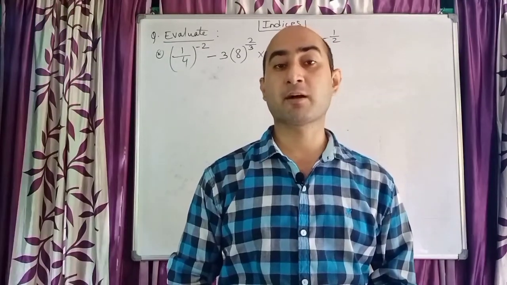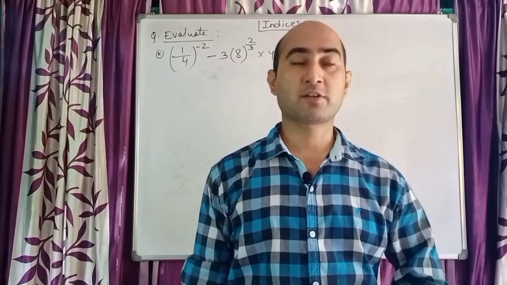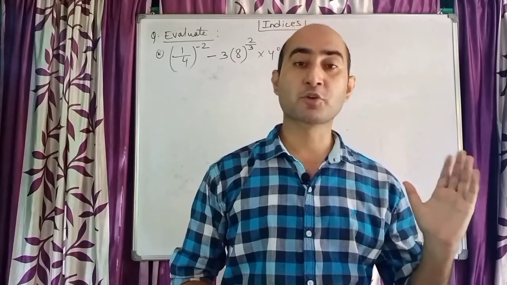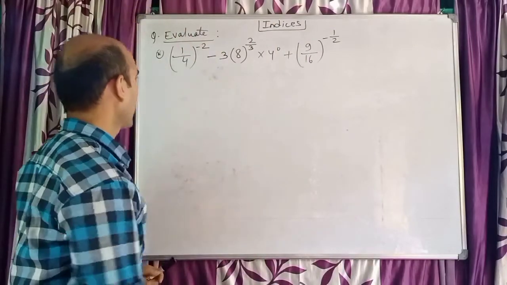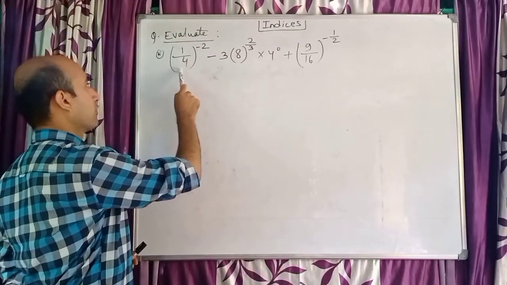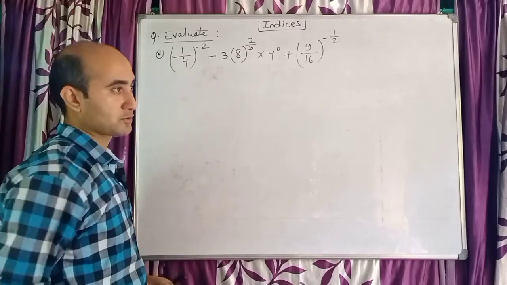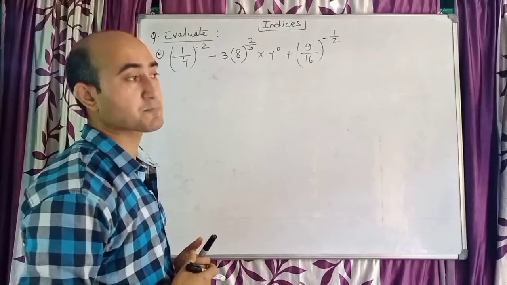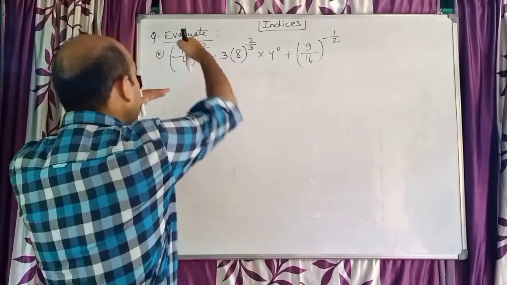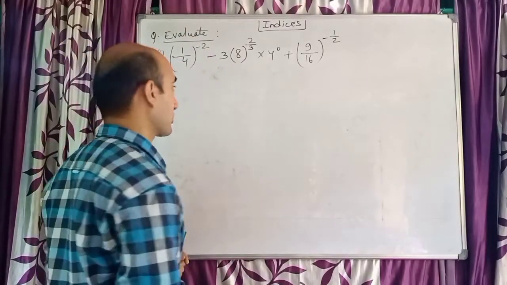So today again I have come up with a new question. Let us try to find the solution of this question. So here I have a question. You need to evaluate, and of course the question is 1 by 4 to the power minus 2. So again here we have a minus power. We'll try to make it a positive power by interchanging numerator and denominator.